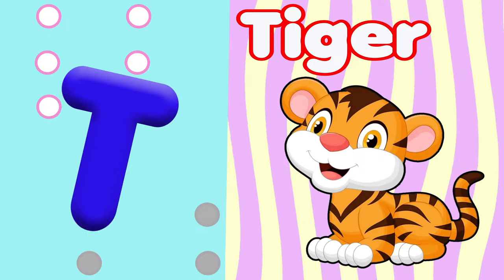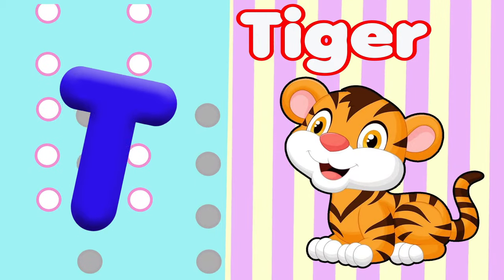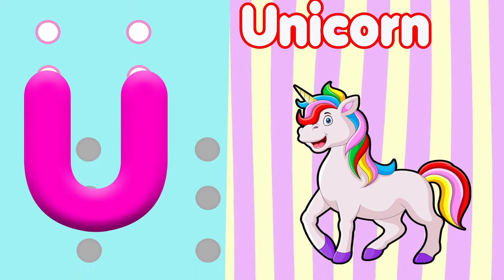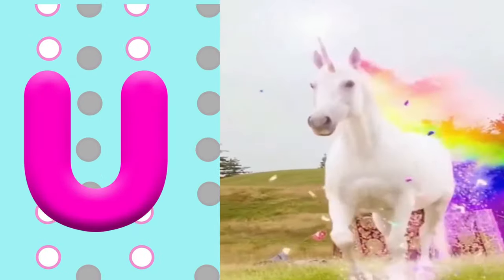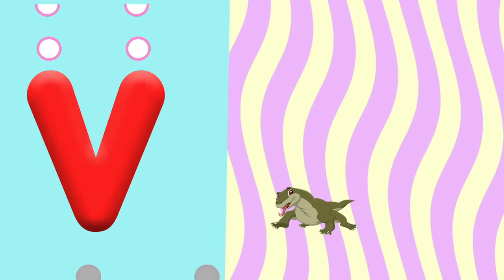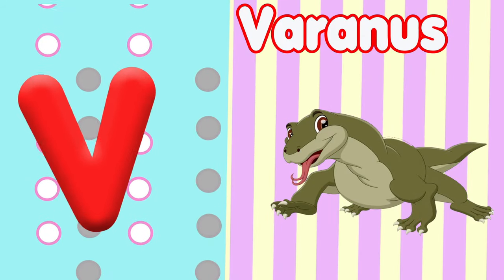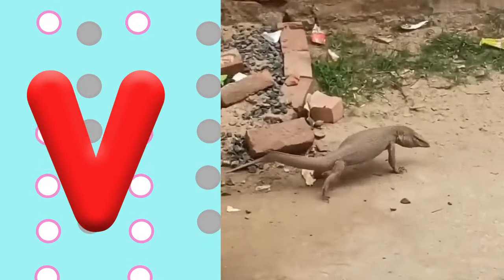T is for tiger. T t tiger. U is for unicorn. U u unicorn. V is for varanus. V v varanus.